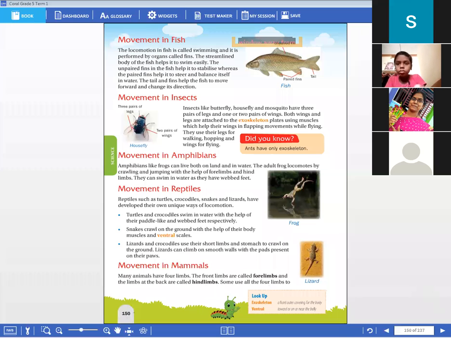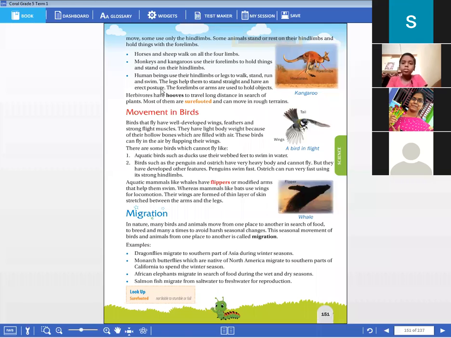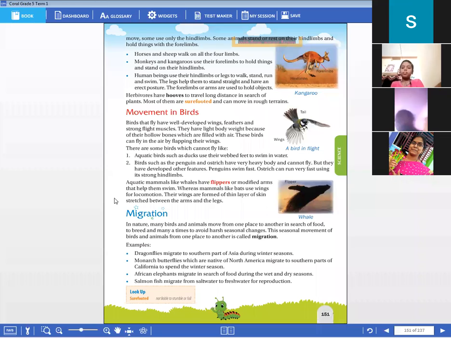Some use all the 4 limbs to move. Some use only hind limbs. Some animals stand or rest on their hind limbs while holding tight with the front limbs. See, children, they have different movements in the 4-limbed mammals or animals. Some may use the 4 limbs to walk. Yes or no? The cat and dog use all 4 limbs to walk. Some use only hind limbs. While they walk, they can walk on hind limbs, and they stand by holding tight with the front limbs. These are some of the movements the 4-limbed animals use.